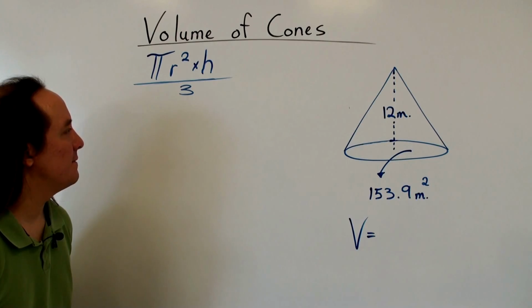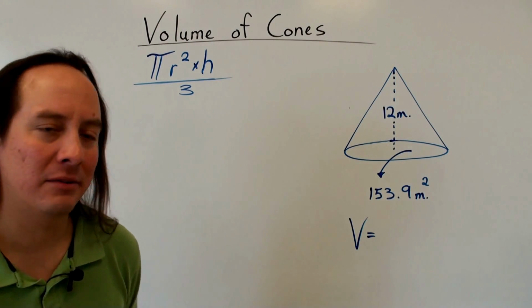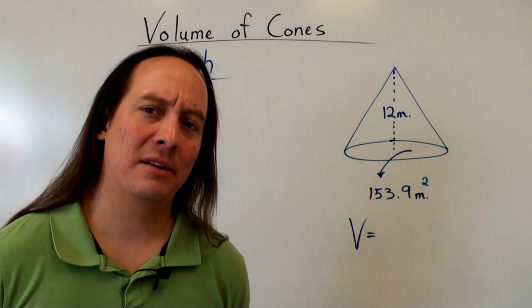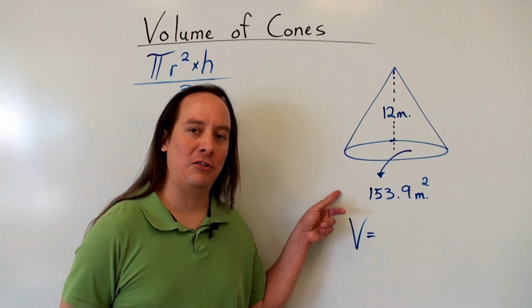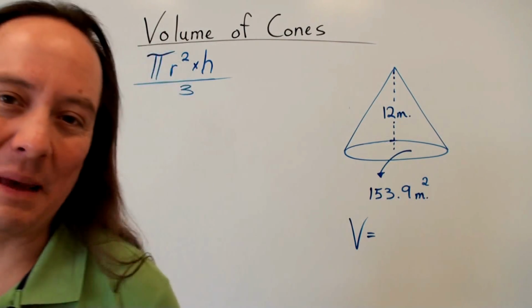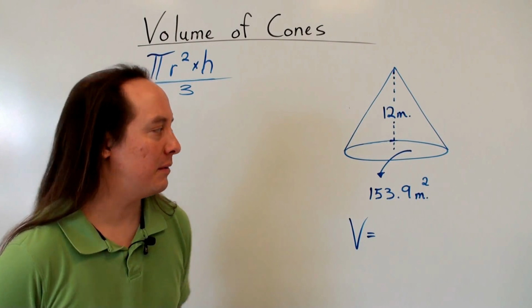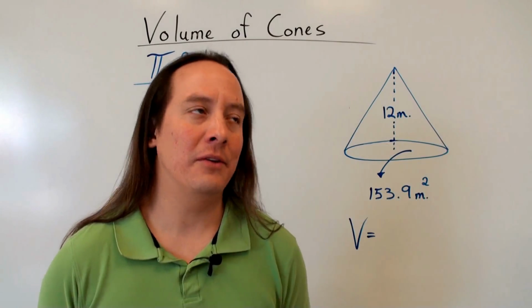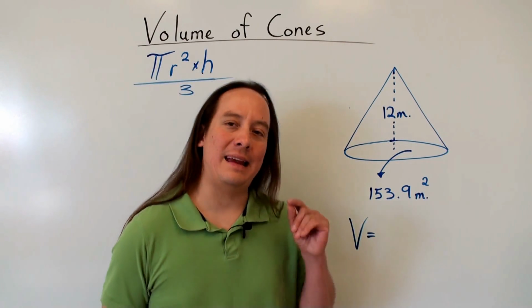Well, let's see here. They didn't give me radius, so how am I going to find the volume? Well, they did give me something else. They gave me this little piece of information, 153.9 meters squared. What does that represent? And how do I know? What else is it telling me? It's telling me that it's area.